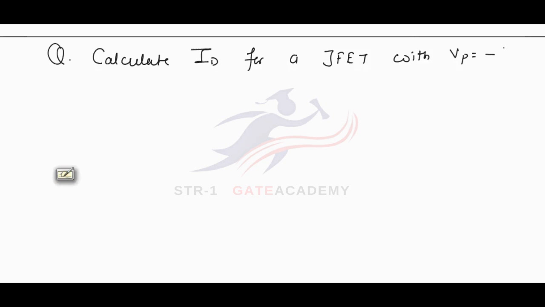Next question. Calculate the drain current ID for a JFET with VP equal to minus 4 volt and VGS equal to minus 2 volt. This JFET has IDSS equal to 10 milliamperes.